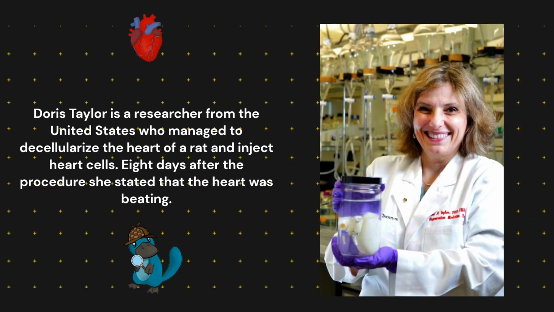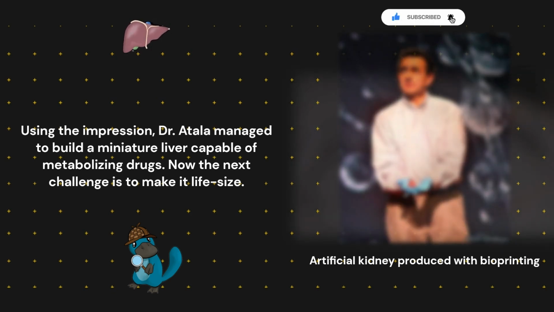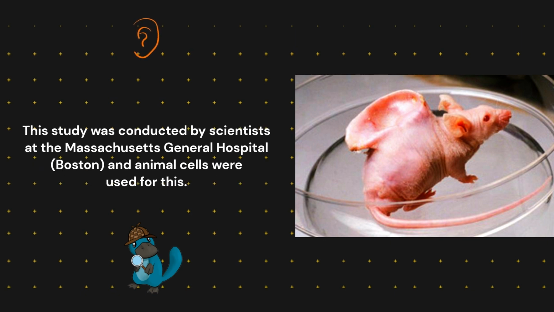Doris Taylor is a researcher from the United States who managed to decellularize the heart of a rat and inject heart cells. 8 days after the procedure, she stated that the heart was beating. Using the impression, Dr. Atala managed to build a miniature liver capable of metabolizing drugs. Now the next challenge is to make it life-size. An artificial ear was created that after 12 weeks of growth was implanted in a rat. The artificial organ looks similar to the natural ear and also retains its flexibility. This study was conducted by scientists at the Massachusetts General Hospital, Boston, and animal cells were used for this.